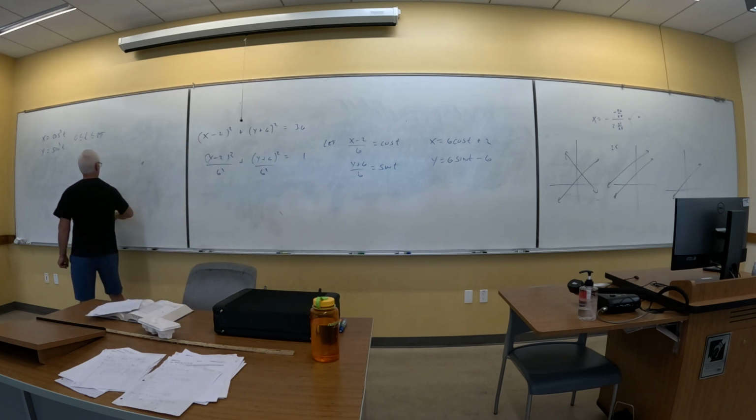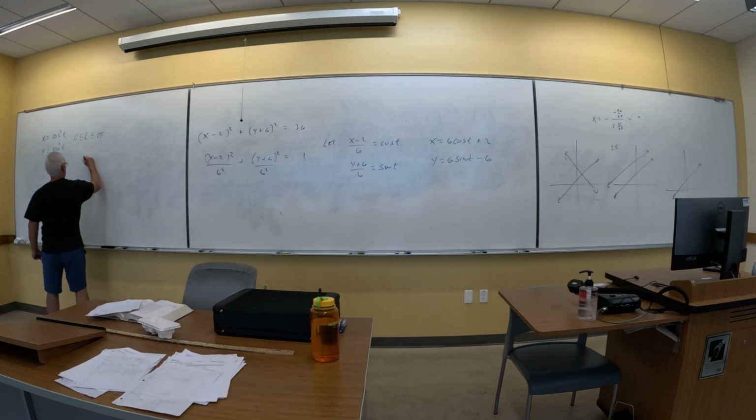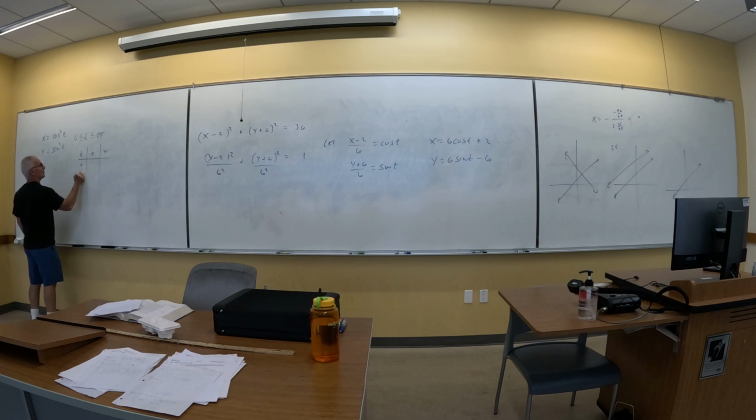Well, we could make a table of values. We could start that way. We just said a moment ago, so let's do the easy one: 0, pi over 2, pi, 3 pi over 2, back to 2 pi.